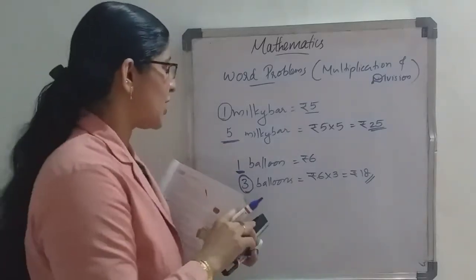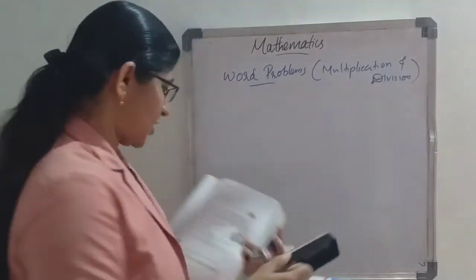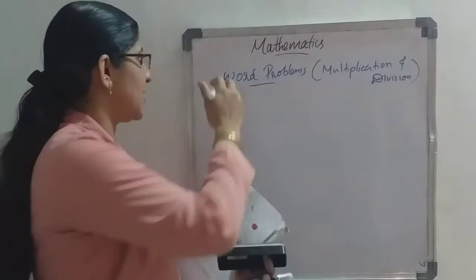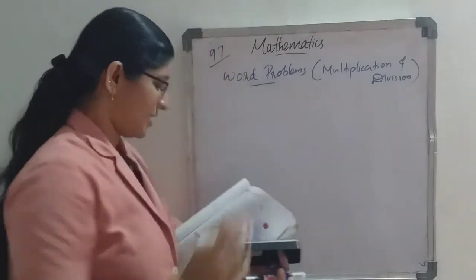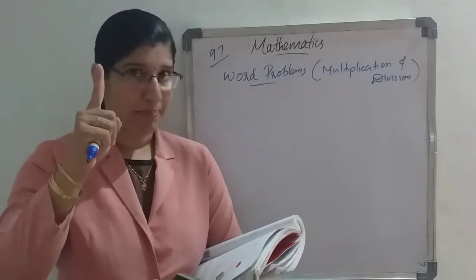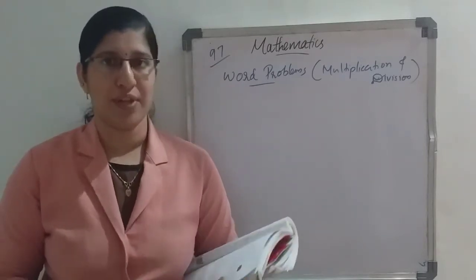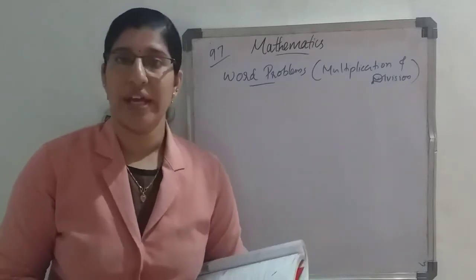Okay, so all of you take the textbook, page number 97. Take the textbook, page number 97. Look at the first question. A pen costs, sorry, only one pen is there. A pen costs 5 rupees 50 paise. Find the cost of 8 pens.